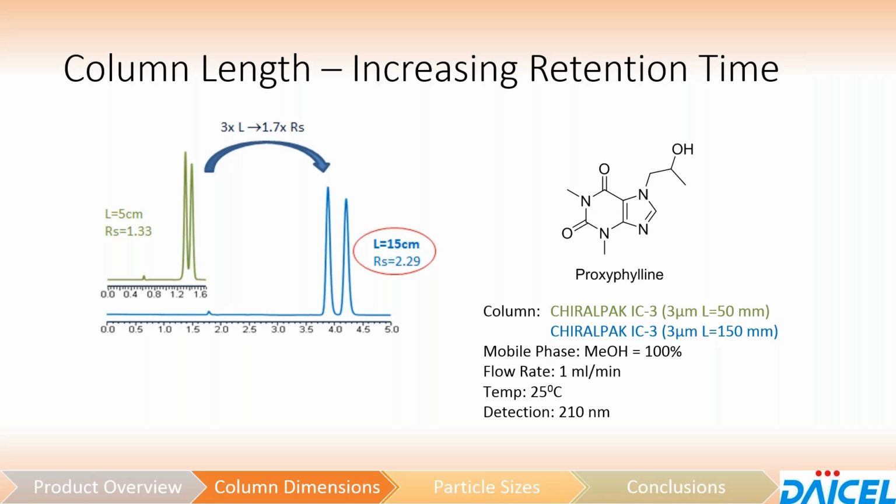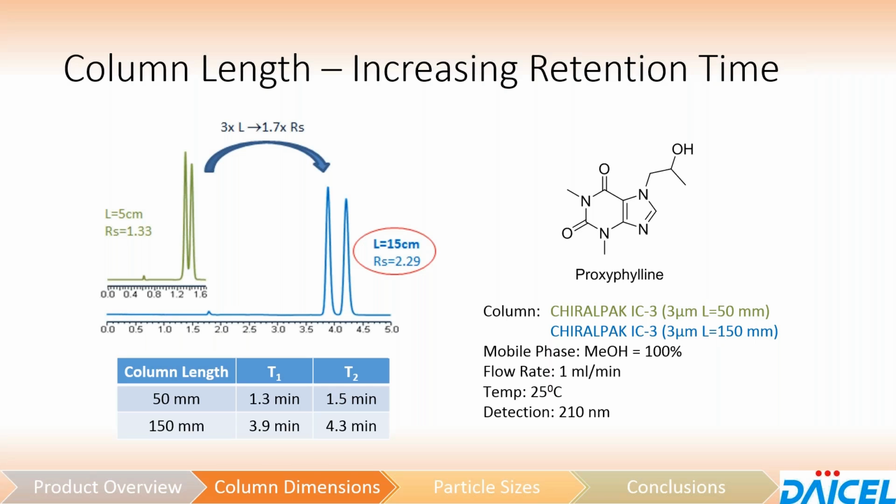Now, if we go back and look at that example again of the separation on ChiroPac IC, you can estimate well from these chromatograms what the T1 and T2 of the peaks are, but I broke them out into a separate table to make the visualization a little easier.